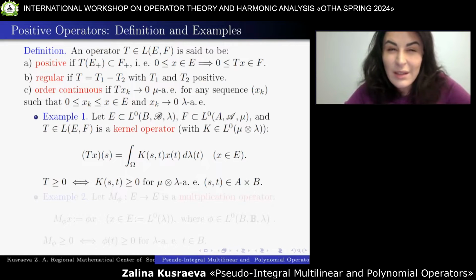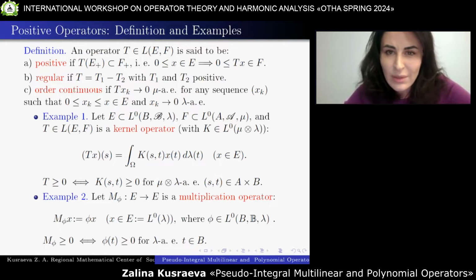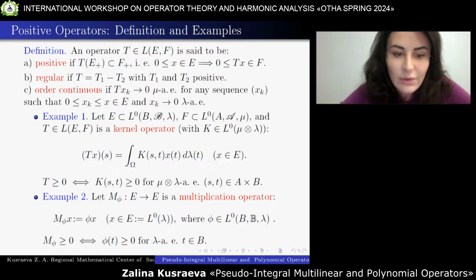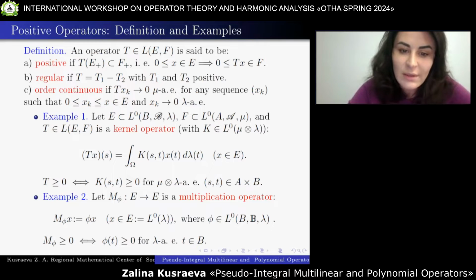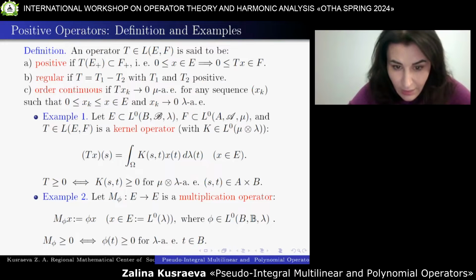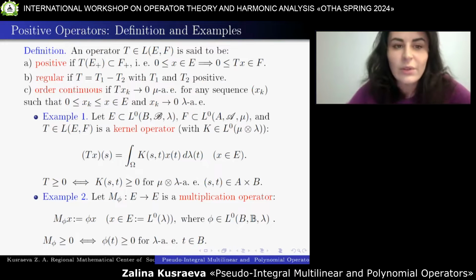if T sends each lambda almost everywhere convergent order bounded sequence to a mu almost everywhere convergent sequence. Here I present, just to illustrate, two examples, but I don't think it is necessary to stop on them. You can see them on the slide. I mean the examples of positivity of operators. In the case of a kernel operator, the operator is positive if the kernel is positive, and in the case of a multiplication operator, it is positive if phi is positive also.